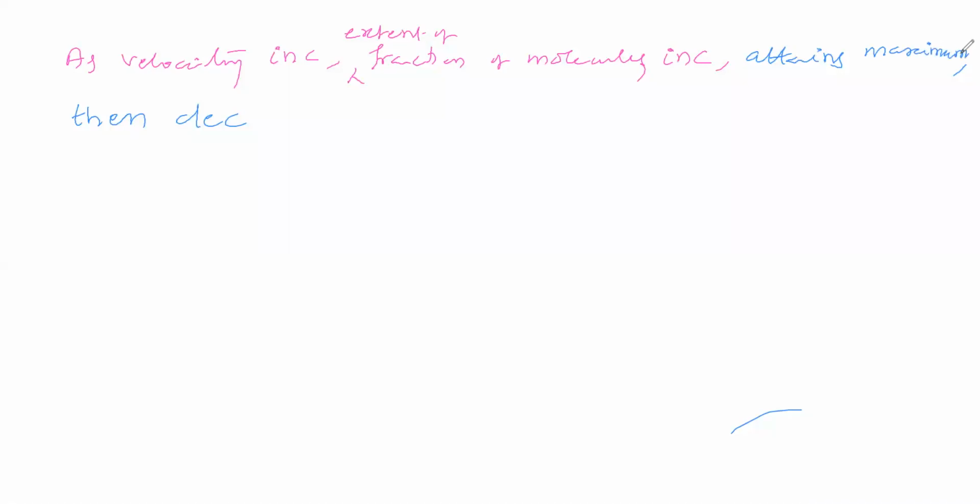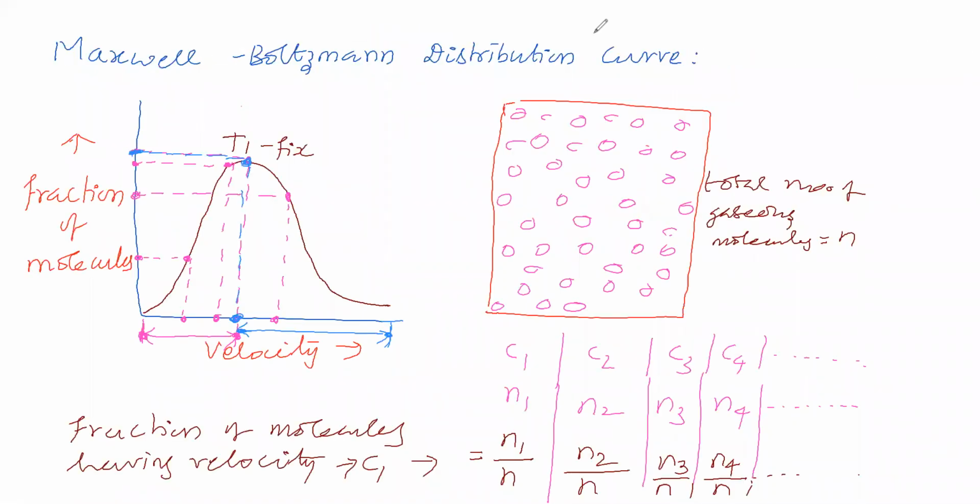So we can say, as velocity increases, the fraction of molecules increases, attains a maximum, and then decreases. So like this the fraction of molecules is there, and this graph is there in this way. The graph tells that as velocity increases, the fraction of gaseous molecules increases, attains a maximum, and then decreases.